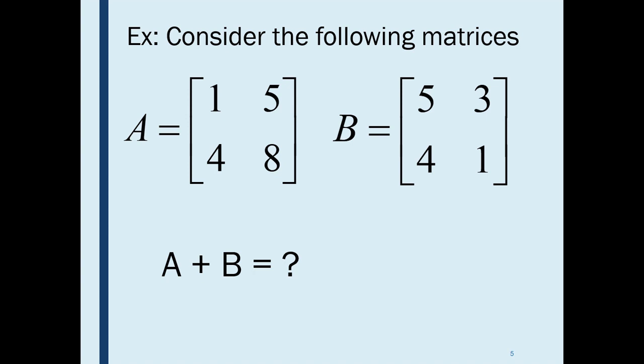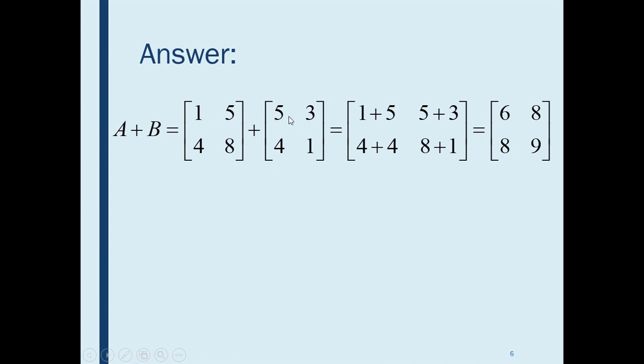1 is the element in first row, first column in matrix A and corresponding element to this in matrix B is the element in first row, first column, 5. Then add 5 and 1 together, it is 6. 5 is the element in first row, second column in matrix A and corresponding element to this in matrix B is the element in first row, second column in matrix B, that is 3. Then we can add 5 and 3 together, it is 8.